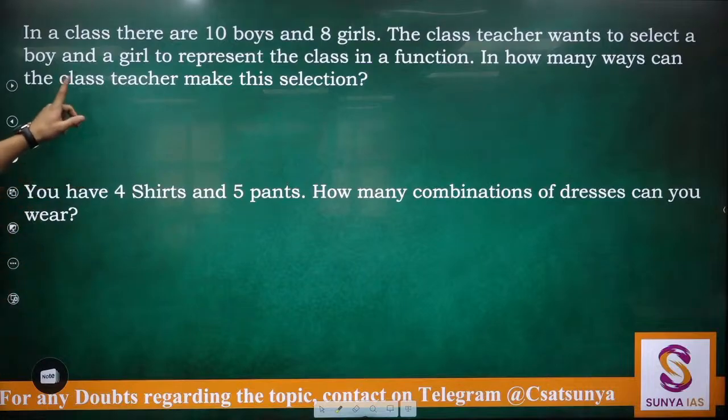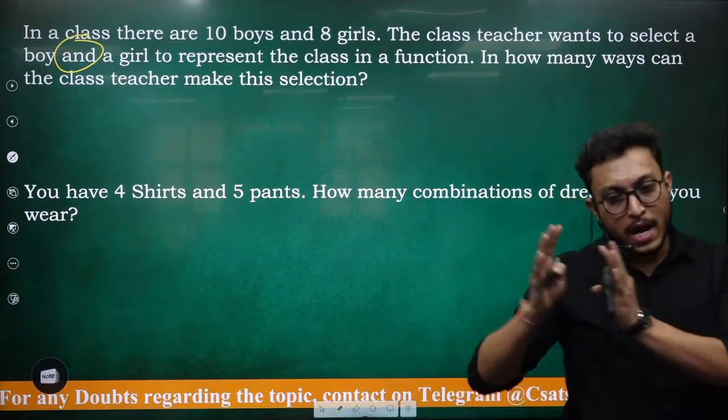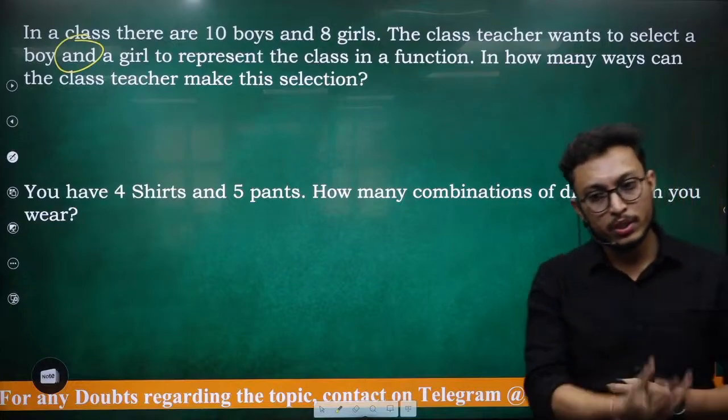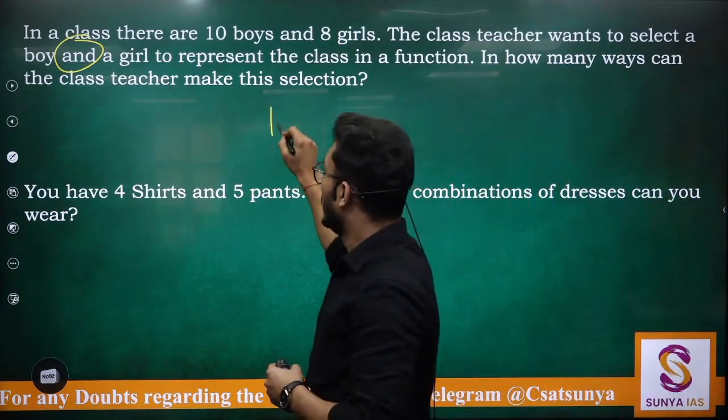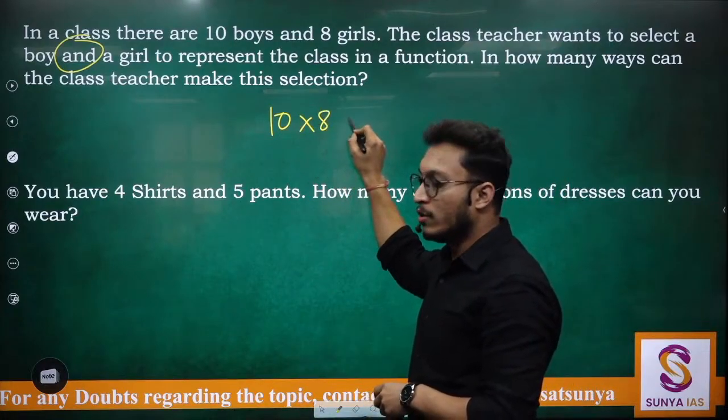First question. In a class there are 10 boys and 8 girls. The class teacher wants to select a boy and a girl. Boy and a girl, it is written in the question. You need to select a boy and a girl. You have to perform this event. The event is select one from the boys and select one from the girls. In total you have 80 options.